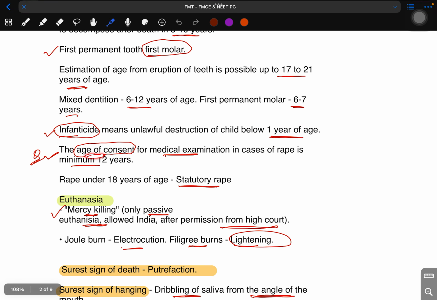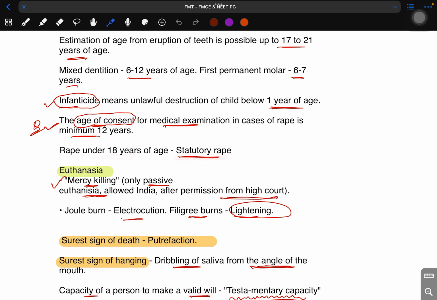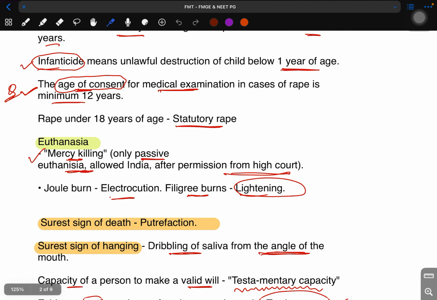What is the age of consent for medical exam? In cases of rape, so if someone is raped, the victim can give consent for medical examination if she is at least 12 years of age. Rape under 18 years of age is known as statutory rape. What is euthanasia? Euthanasia means mercy killing. So only passive euthanasia is allowed in India and we have to take permission for it from the High Court.